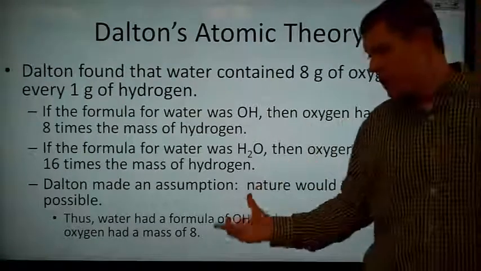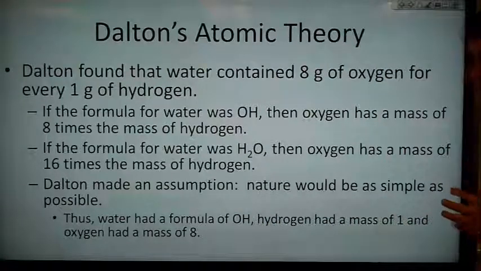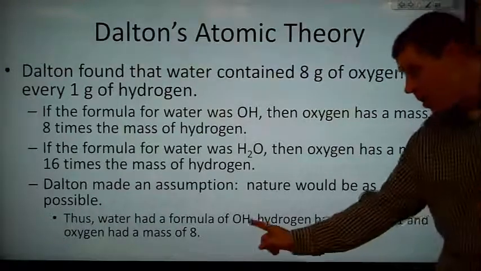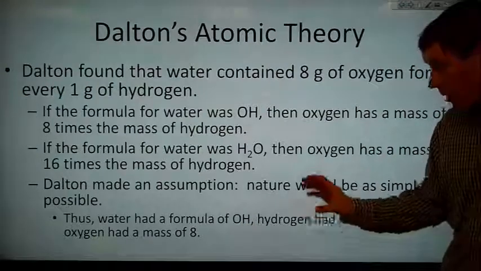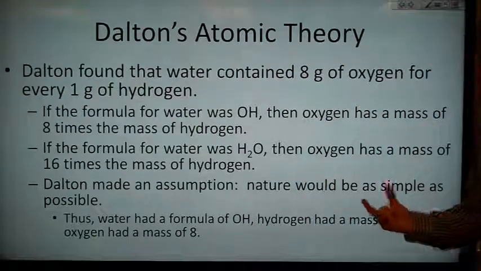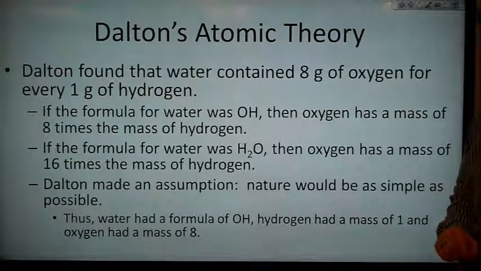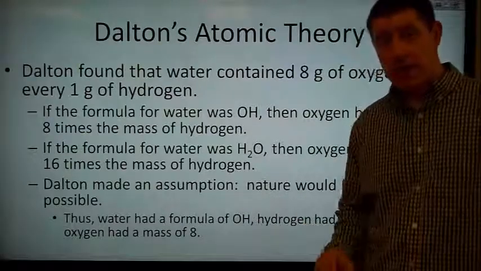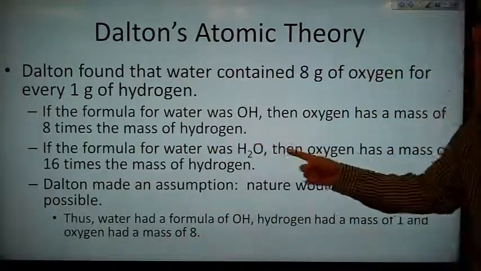Now, Dalton here makes an assumption. He assumes that nature would be as simple as possible. And so he's assuming that water has a formula of OH, not H2O. If water has a formula of OH, that means that hydrogen has a mass of 1, and oxygen has a mass of 8. Now, of course, we know that he's not right. He's wrong there.